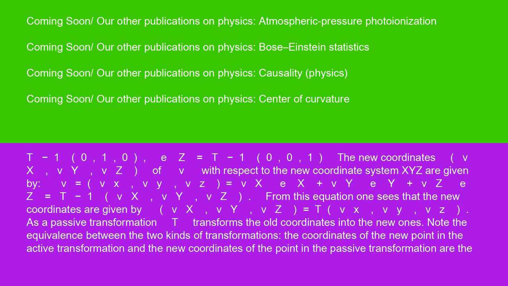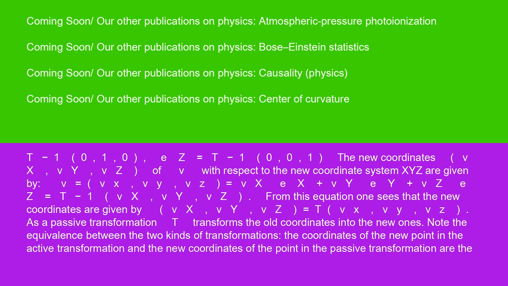The new coordinates of v with respect to the new coordinate system x'y'z' are given by v = (vx, vy, vz) = v'x e'x + v'y e'y + v'z e'z = T^-1(v'x, v'y, v'z). From this equation, one sees that the new coordinates are given by (v'x, v'y, v'z) = T(vx, vy, vz). As a passive transformation, T transforms the old coordinates into the new ones. Note the equivalence between the two kinds of transformations.